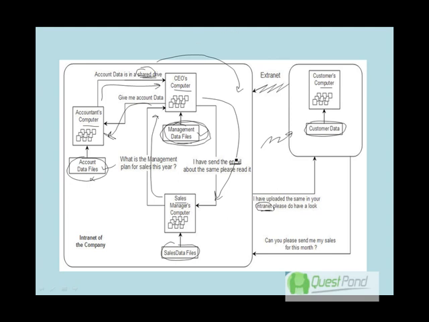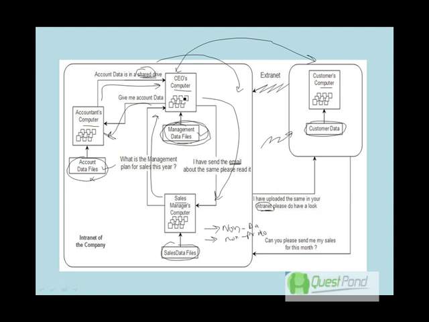So let's jot down the points in this kind of communication. First, there is non-standardized data. Second, there is a non-standardized protocol by which the data is sent. And due to this non-standardization, the collaboration between the entities becomes complex.